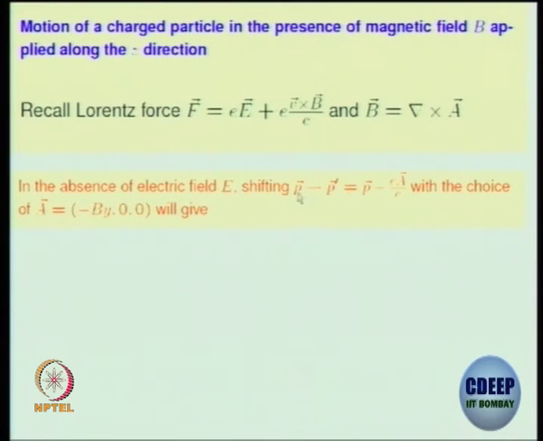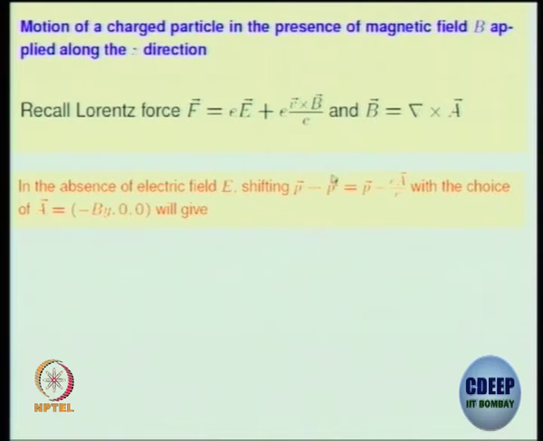Fine. So in the absence of an electric field, you can make a shift to make contact with the Lorentz force, and let us take a specific choice for the vector potential. This is just in our hands. Why is it in our hands? You can get the same electric field and magnetic field but different A's which are related by a gauge transformation. You can choose another A such that the curl of A gives you the same magnetic field, and similarly the corresponding electric field. So this is one choice, which will give me the magnetic field along the z direction.